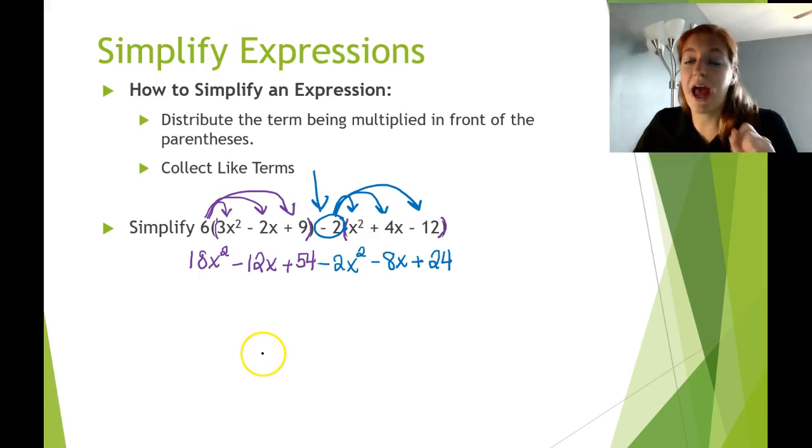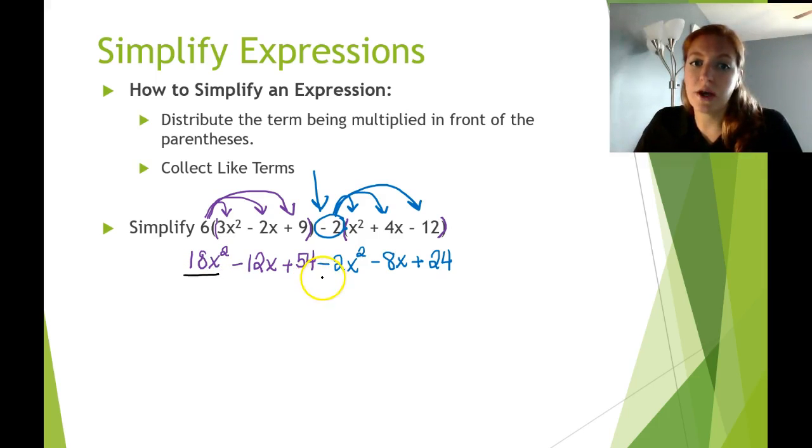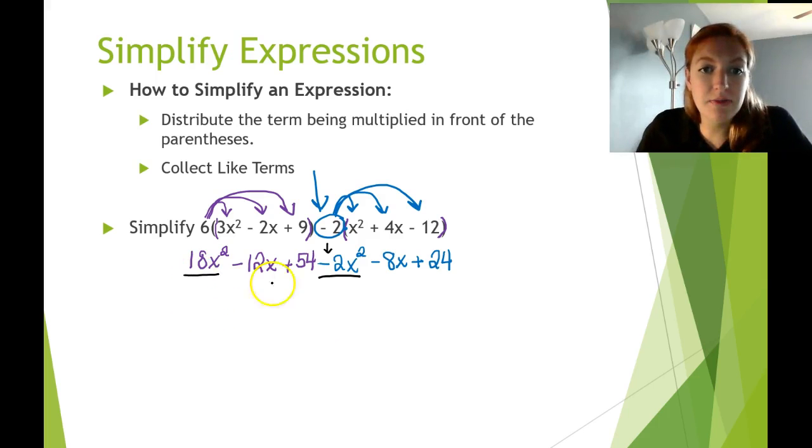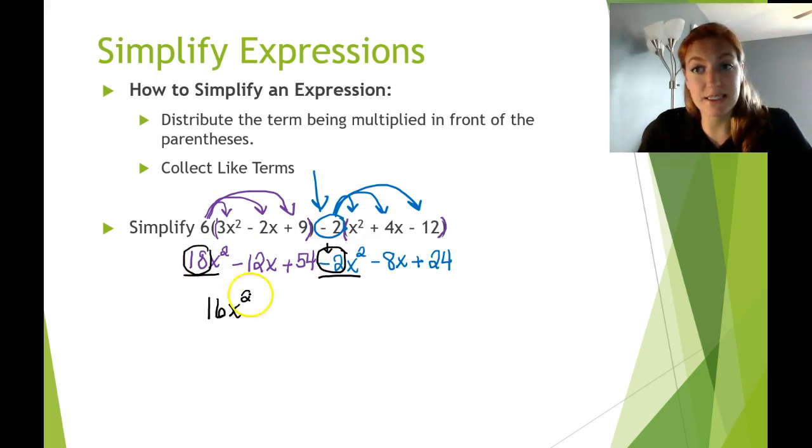Now collecting like terms means adding or subtracting the terms which have the same variable and exponent. So 18x squared minus 2x squared. So 18 minus 2 is going to be 16x squared. Notice that I'm just taking the coefficients and bringing them together, and since there's a subtraction sign, it's 18 minus 2, which gives you 16. Notice I did not do anything to that exponent. You don't touch the exponent, it stays the same. 18 oranges minus 2 oranges gives you 16 oranges.